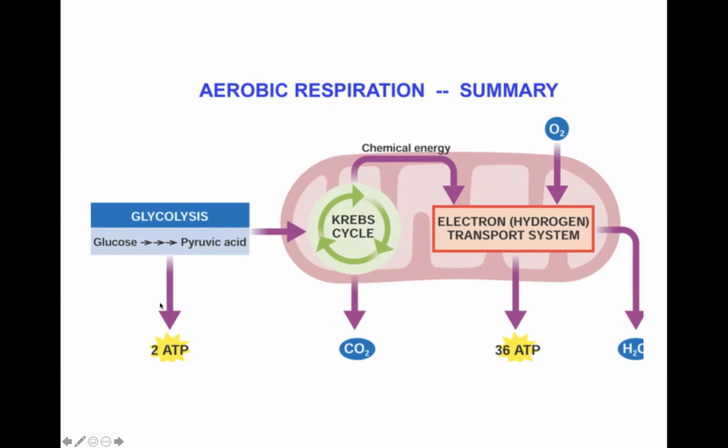The end result of glycolysis is going to be a net of 2 ATP molecules being produced. Write that down. I do want you to be able to tell me how many ATP units are being generated at each stage of aerobic respiration.